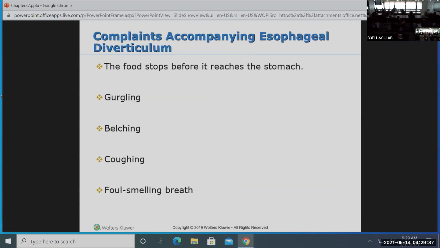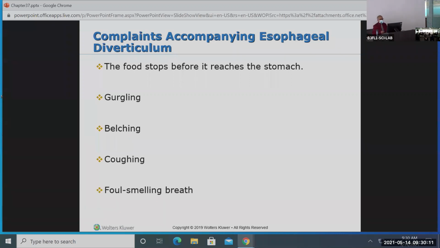Now, complaints accompanying esophageal diverticulum. Diverticulum is a condition where a tube, all of a sudden, bulges and then becomes a tube again. The word diverticulum we call a wayside, a wayside pouch. And that is my diverticulum.